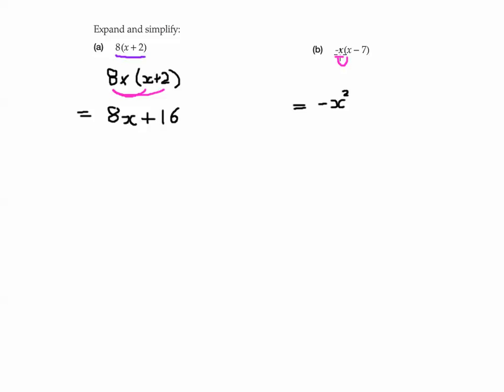So then moving on to our next one, we've got negative x times, now we have to grab the sign out in front as well, which is a negative 7. So it's a negative x times a negative 7. So the answer to that is, well, a negative and a negative equals a positive. So it's a positive. And then we've got an x times 7, which is just 7x. And that's basically it. That's just the rules we have to follow for expanding brackets.